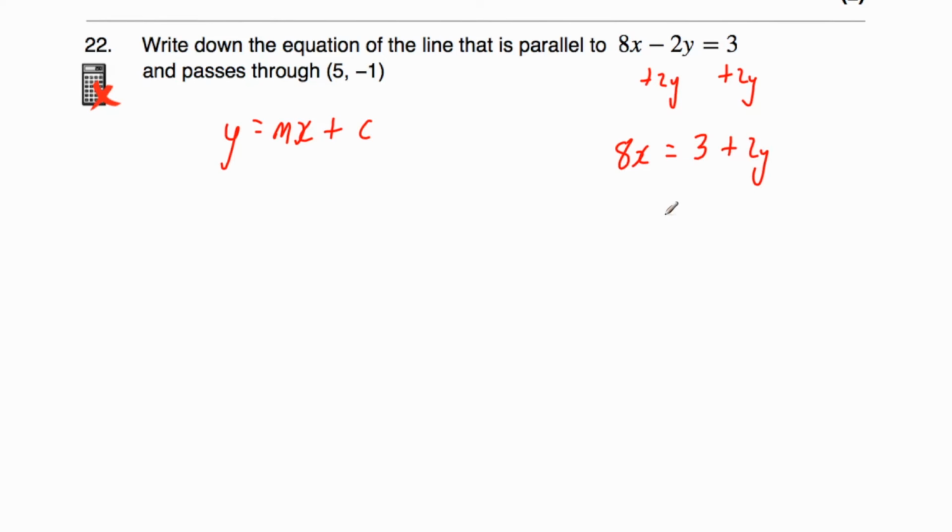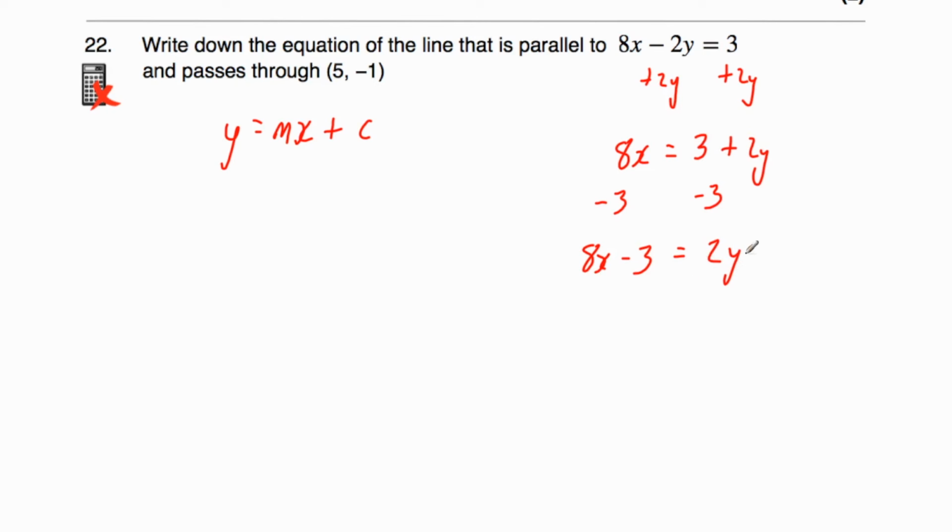So now we want to get the y on its own, so we want to get rid of this 3, and then we want to get rid of this multiplied by 2. So let's get rid of this 3. Let's take away 3 from both sides of this equation. So let's minus 3 and minus 3. 8x minus 3, well, it's just going to be 8x minus 3. And on the right-hand side, we took away 3 to get rid of this 3, so we'd just be left with plus 2y, or just 2y.